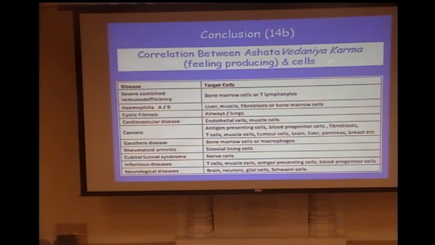Now, this is all Ashata Vedaniya karma. Bone marrow problem, liver problem, lung problem, nerve cell problem, see, brain. This is all Ashata Vedaniya karma, right?